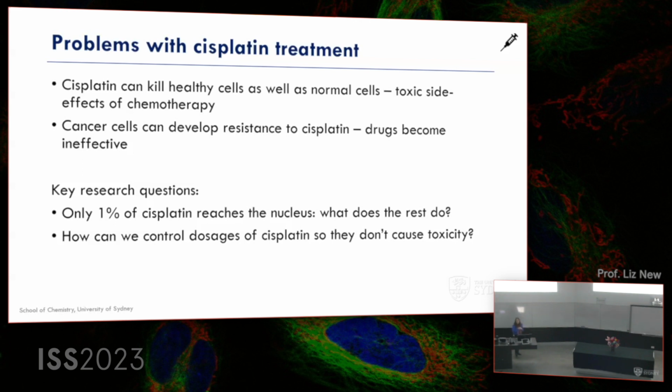So we've been interested in a number of questions. One is that only 1% of cisplatin actually gets to the nucleus. So either it's really inefficient or it's doing other things in the cell that we've just not discovered yet. And so we do a lot of research in this area in trying to understand what else it is that cisplatin is affecting. In fact, we've discovered that cisplatin changes iron levels in the cell and copper levels in the cell, and maybe that's how it's killing cancer cells.